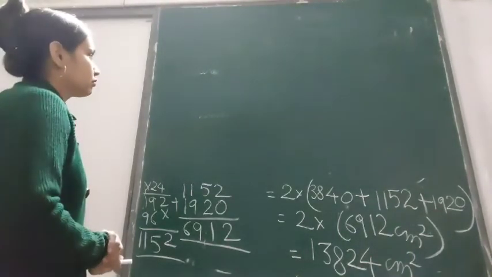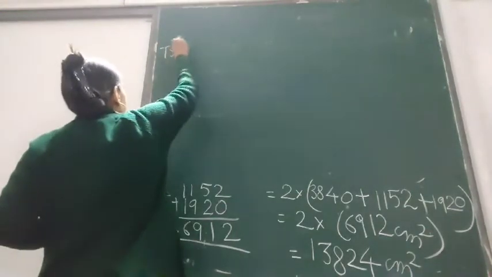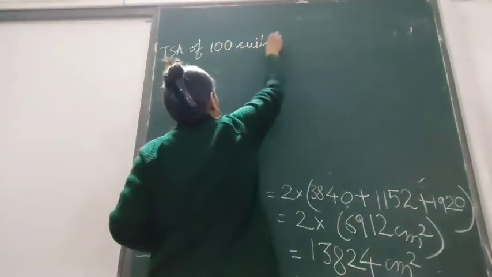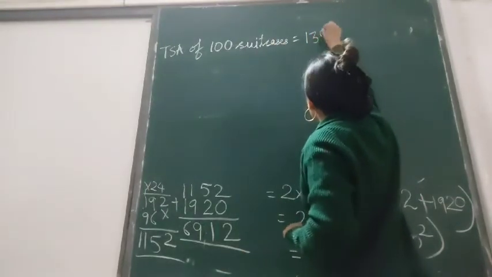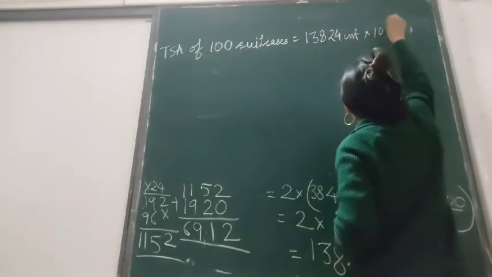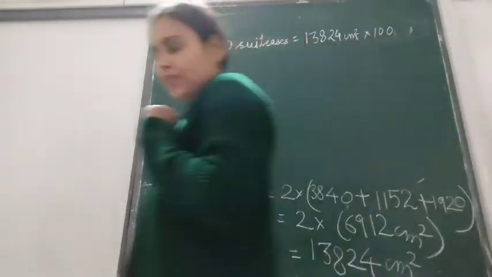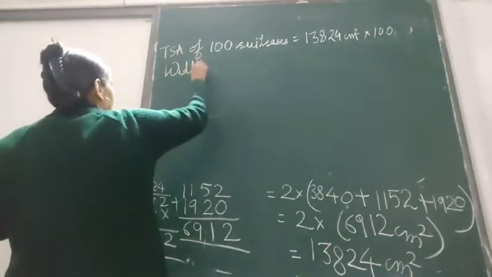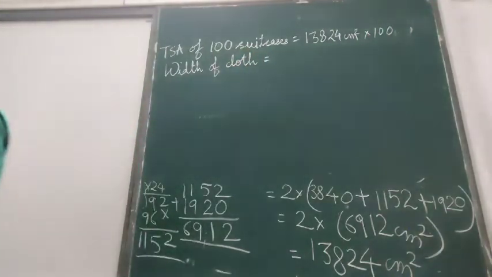Now, this is the total surface area of one suitcase. So, total surface area of 100 suitcases is equal to 13824 centimeters square into 100. Okay. Now, what is given? Width of the cloth is given. So let's write that. Width of the cloth is how much?